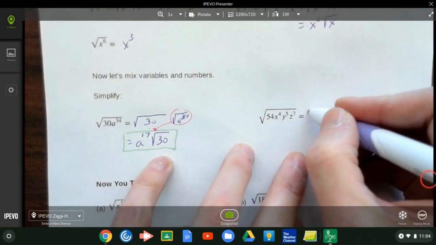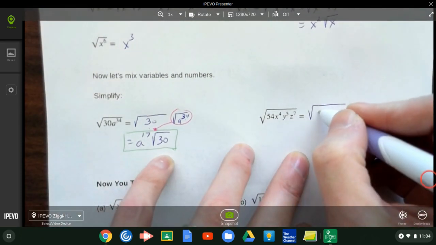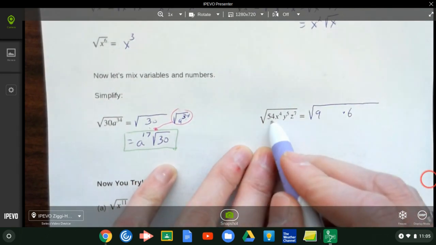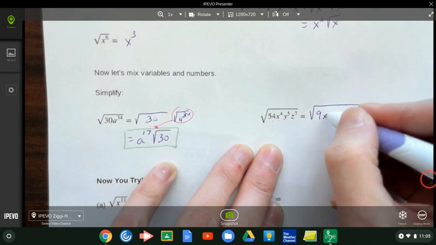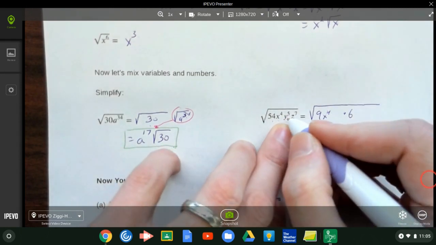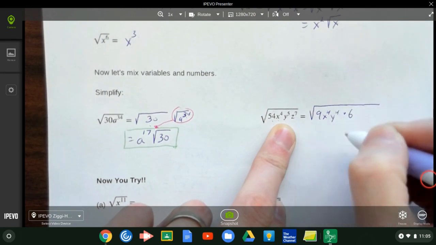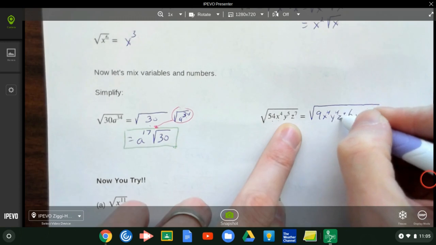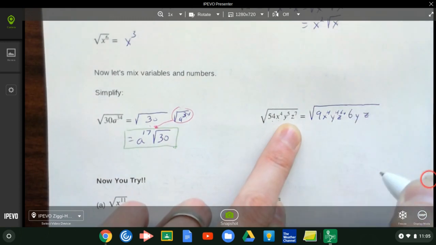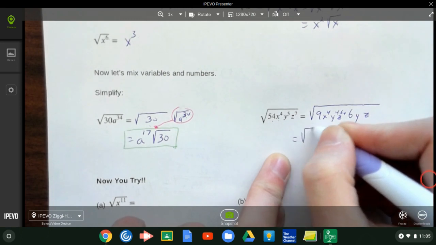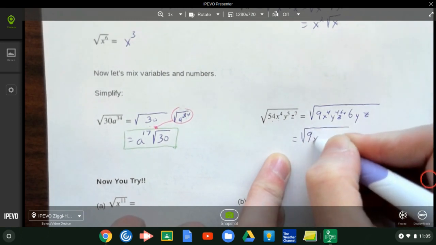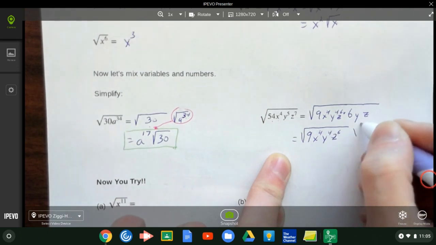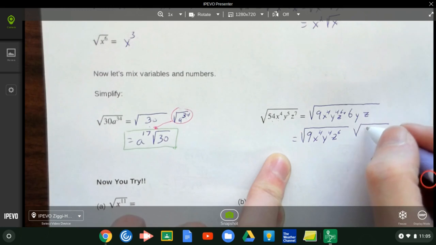So I'm going to take my 54, and here's what I like to do sometimes. 9, 6. Okay, that's breaking up 54. X to the fourth, I'm going to keep that with the perfect square. Y to the fifth. I'm going to put 4 of them there with the perfect square, and 1 of them there with the non-perfect square. Same with z. Z to the sixth, and another z. So now my perfect squares go into one root. 9, x to the fourth, y to the fourth, z to the sixth. Under another root, the imperfect squares.